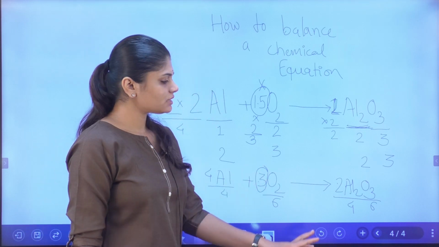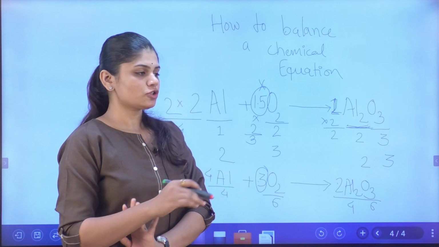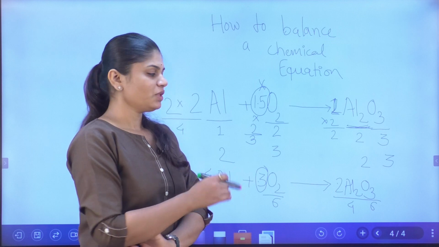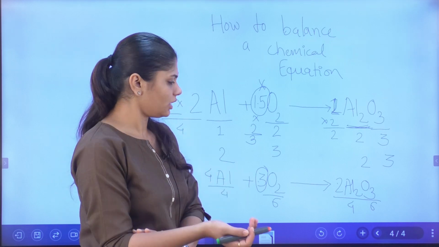This is the first method of balancing. Do not get confused. This is a simple method of balancing. I will get into the other one.